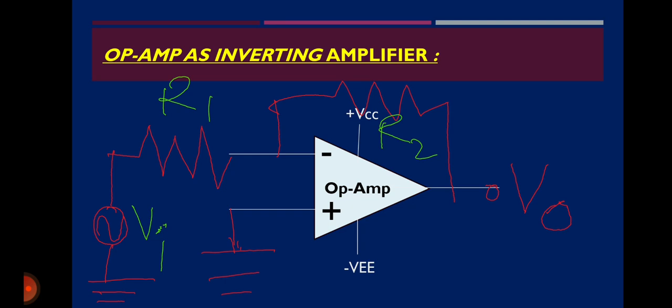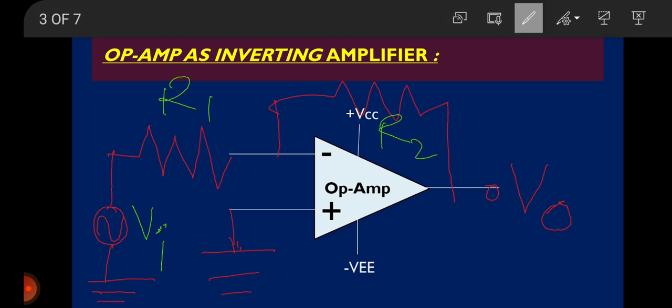We all know from the earlier lectures that when the input which is to be amplified is connected to the inverting terminal, this opamp is known as inverting opamp or inverting amplifier. So see the circuit diagram. The signal to be amplified has been connected to the inverting terminal via the resistance R1. So this is resistance R1.